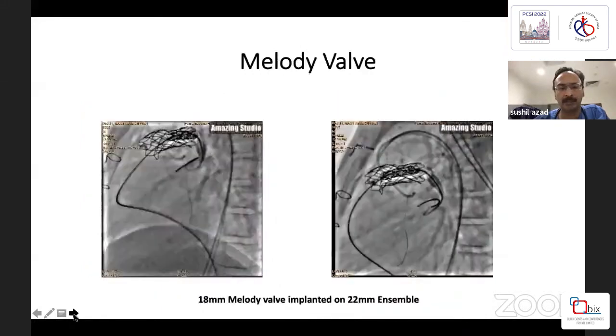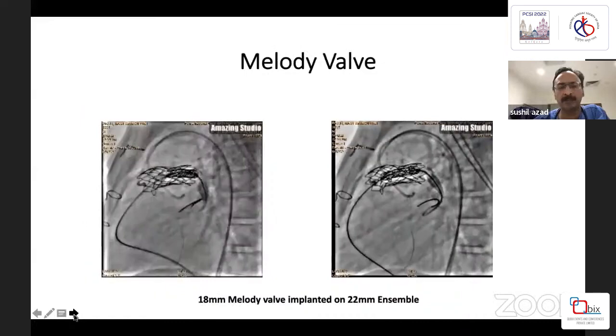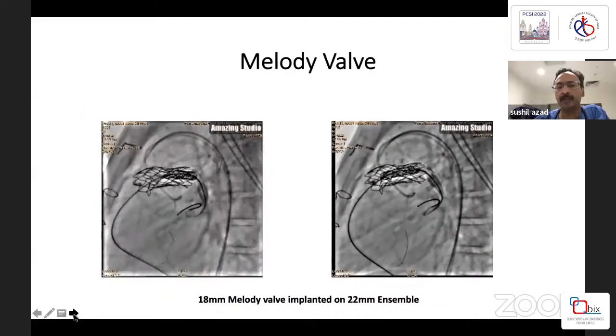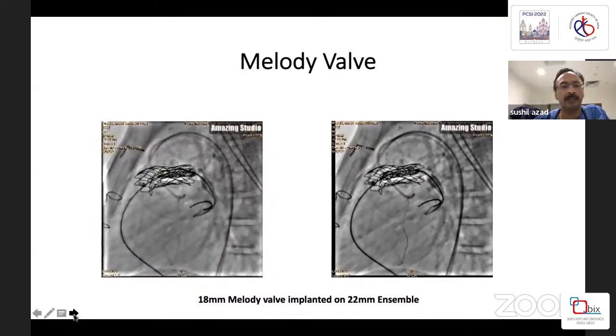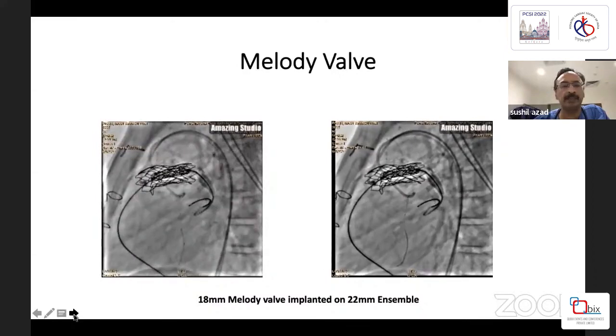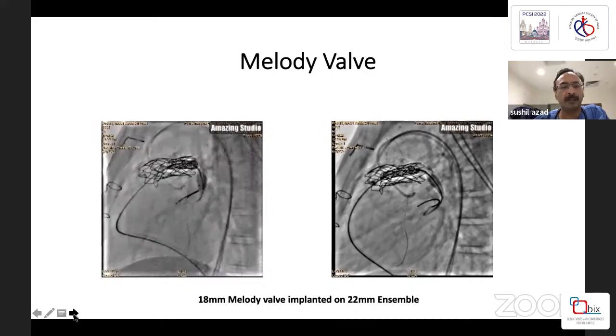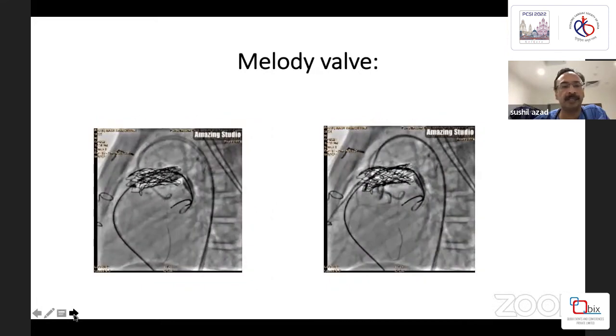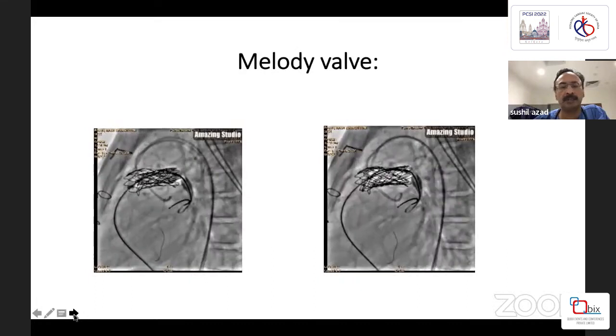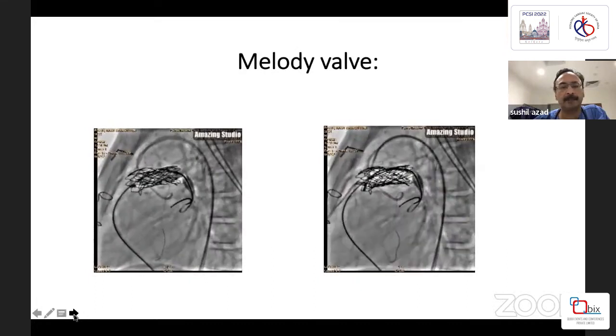Subsequently, we took an 18 millimeter Melody valve implanted on a 22 millimeter Ensemble. And after checking the positions in both RAO and lateral view, we implanted in the lateral view. This is the implantation. And we checked the right and the left coronaries both. This is the left coronary artery and this is the final angiogram.